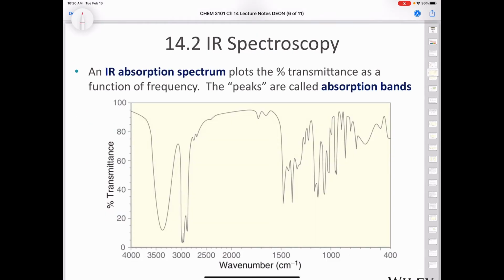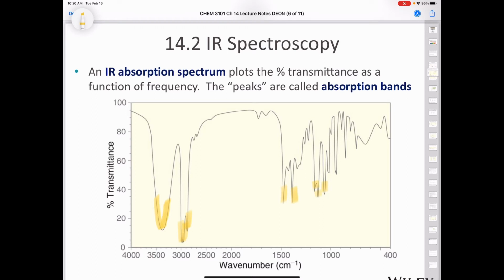An infrared spectrometer measures the percent transmittance as a function of frequency. This plot is called an absorption spectrum, and we see an absorption spectrum right here. All the signals, called absorption bands, point down on an infrared spectrum. So we have an absorption band pointing down here, we have some here, we have some here. All these things that point down, we call absorptions or absorption bands.